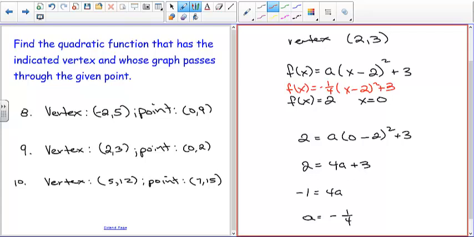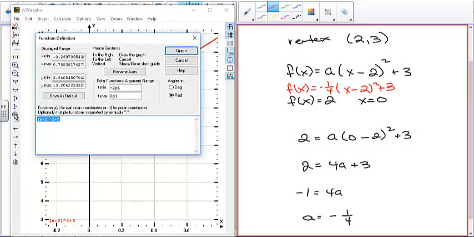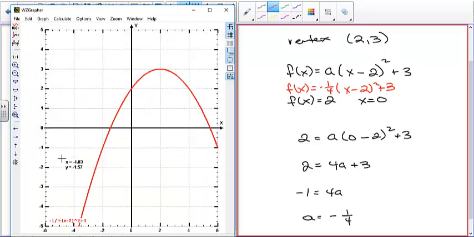So we're going to see if that's true or not. So we'll go to the graphing program. We'll do negative 1/4 times x minus 2 squared plus 3. Graph that thing. Go to standard zoom. So there it is. It's negative, so it's pointing down. The vertex is at 2, 3, and at x equals 0, y equals 2. So that is confirmed.